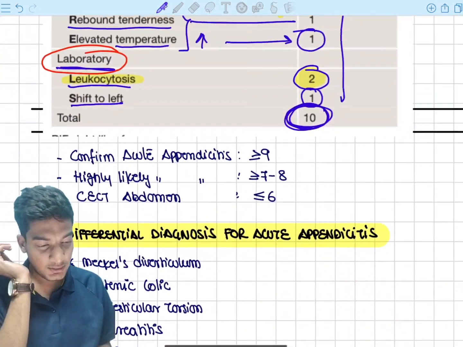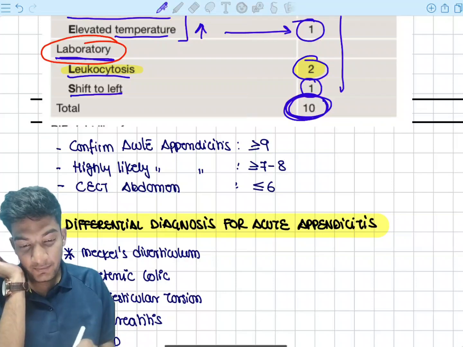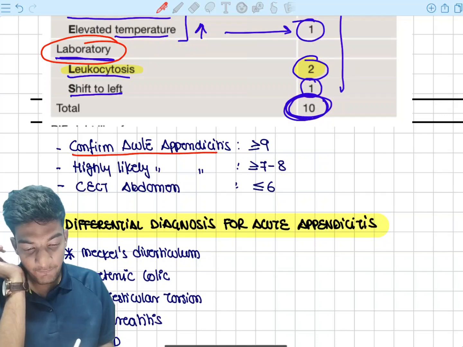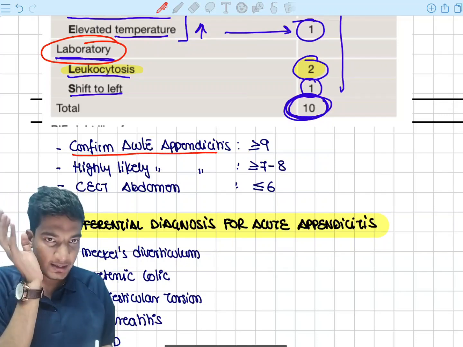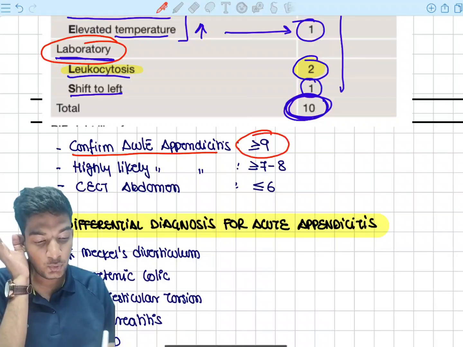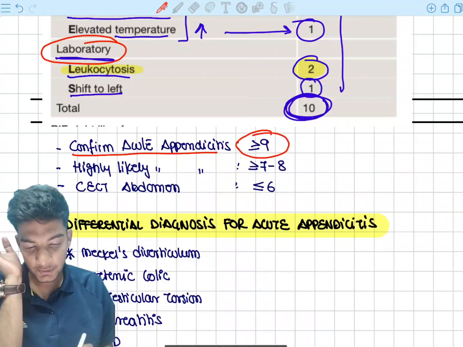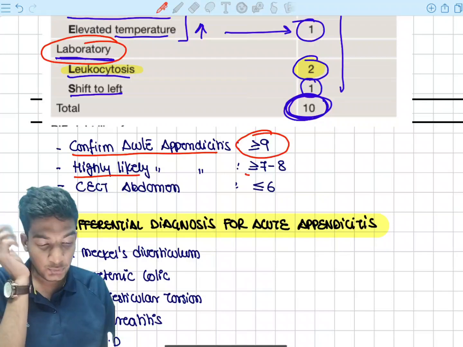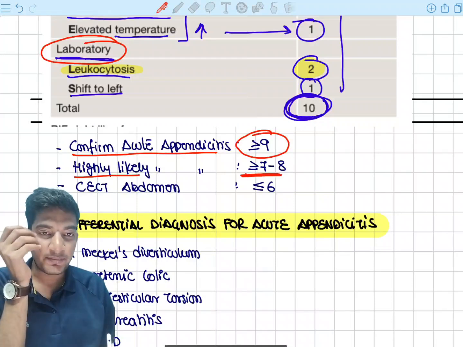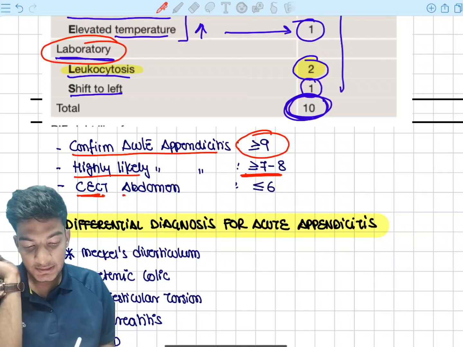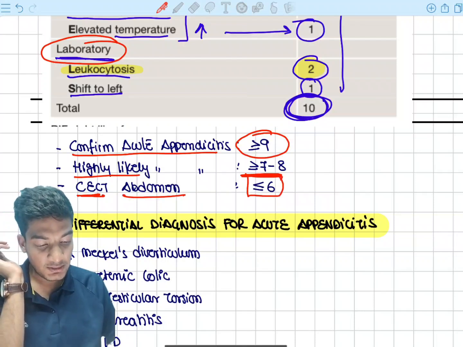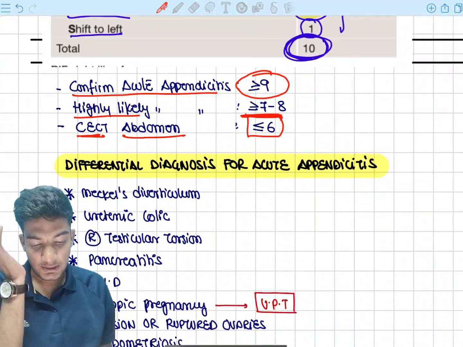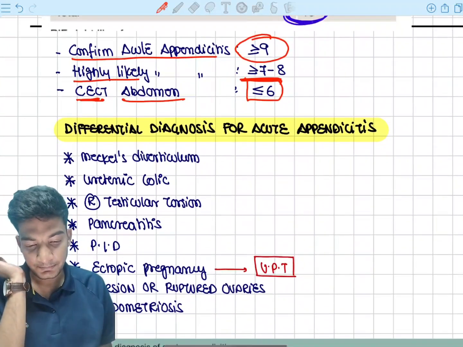Now what will we come to a conclusion with? Confirmed acute appendicitis would be said only if the score is equal to or greater than 9. High likely appendicitis would be if the score is greater than or equal to 7 to 8, and contrast enhanced CT abdomen is done when the score is less than 6, to confirm your diagnosis.